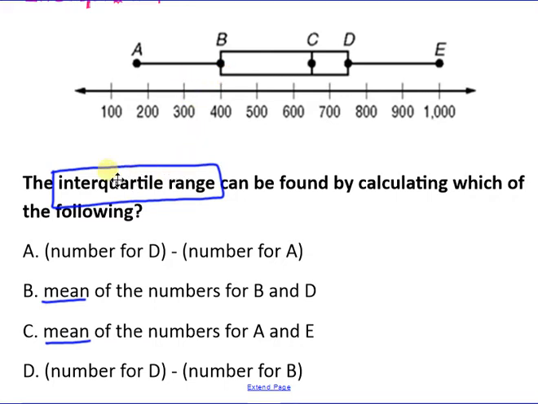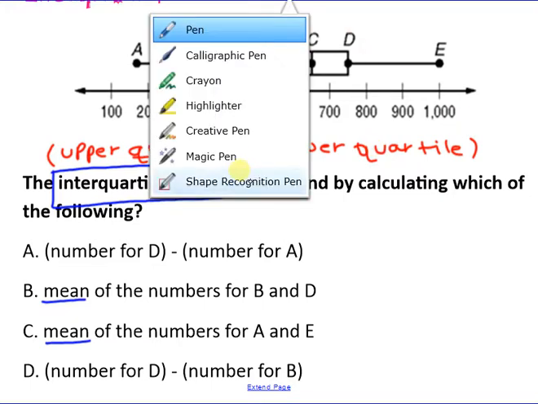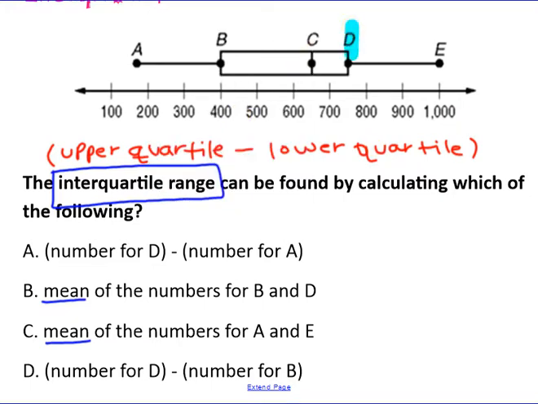So what is interquartile range? So the interquartile range is the upper quartile minus the lower quartile. And so where is the upper quartile? It's right here. And where's the lower quartile? Right here. So we need the number for D minus the number for B. And that's going to give us answer choice D.